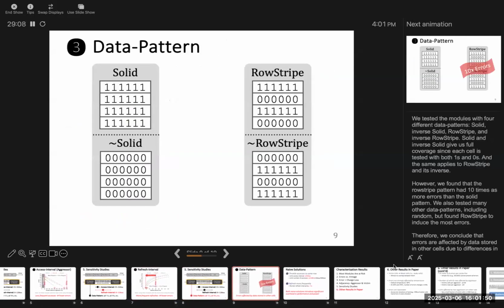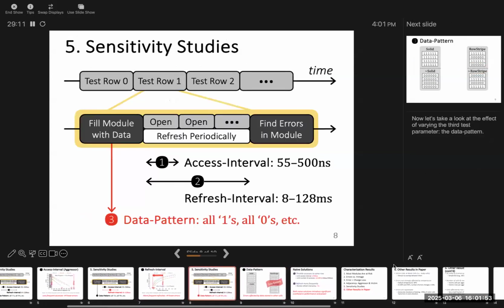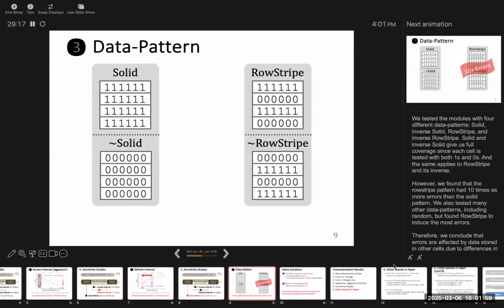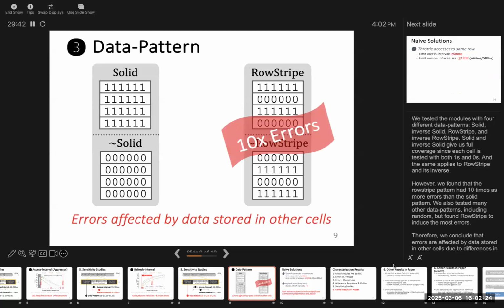Okay, let me just cover this last thing. The third parameter for which they performed the sensitivity study is data patterns. They tested different data patterns, solid and row stripe here, for example. What they observed is that for this particular row stripe data pattern, they observed 10 times more errors as compared to all ones and all zeros. So basically, it tells you that the number of errors induced is affected by the data stored in other cells, not only the cell in which you are inducing the error, but it also has some kind of relationship with the data stored in the other cells.